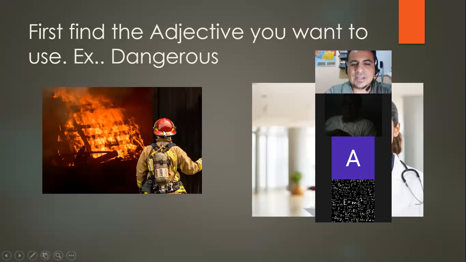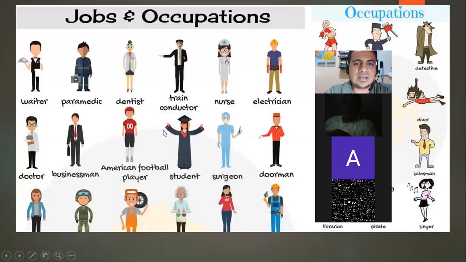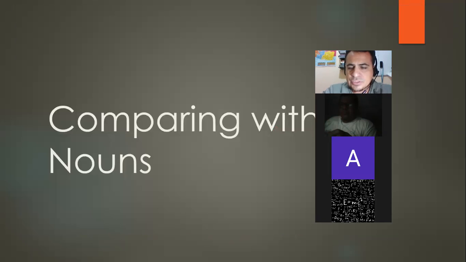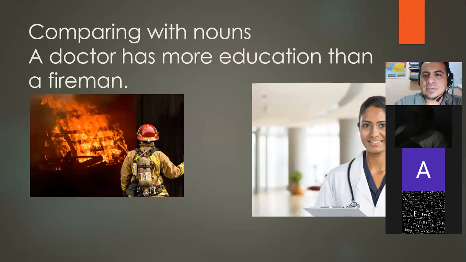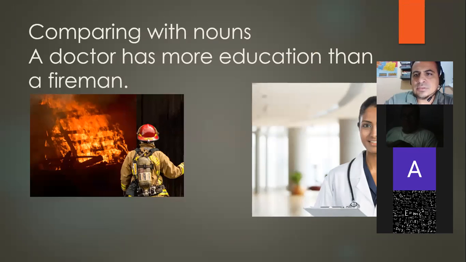So we did different examples, and then we talked about, hicimos una dinámica, tenían que elegir dos profesiones and then compare, just like I did in the example. Okay, the next one, so ese es el primero, right? This is number two, comparing with nouns. You can say, for example, a doctor has more education than a fireman. It's my opinion, right? No, simplemente una opinión.